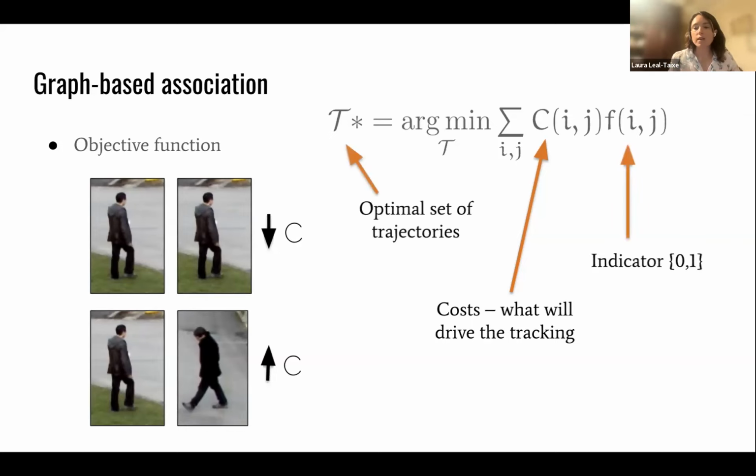Now, the other thing that one needs to know is that we have an indicator function, which is going to become very useful later. If an edge is active, so if it's connecting two detections and creating a trajectory, I'm going to assign 1 to this indicator function. If an edge is not active, I'm going to assign 0. And this is how I obtain the optimal set of trajectories.